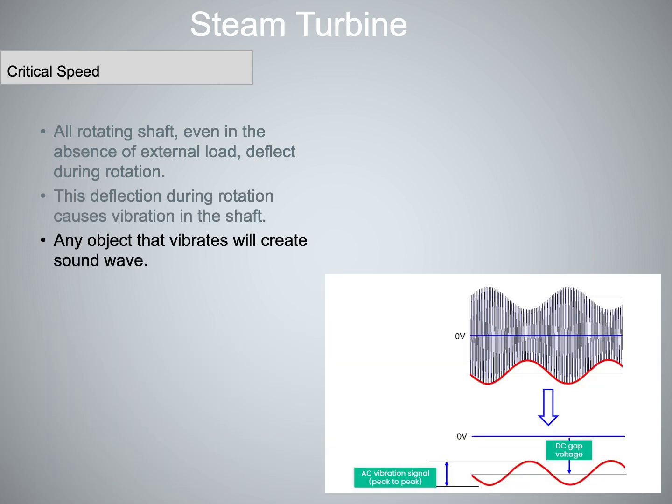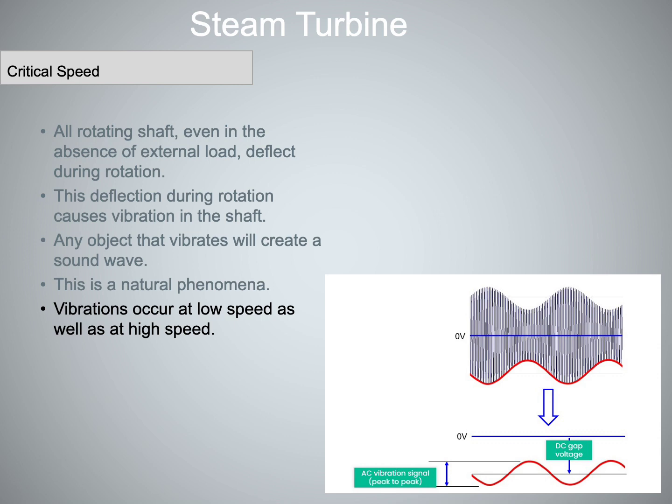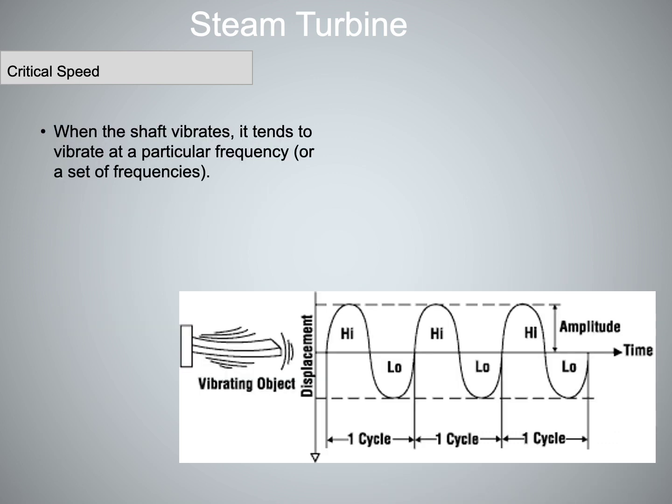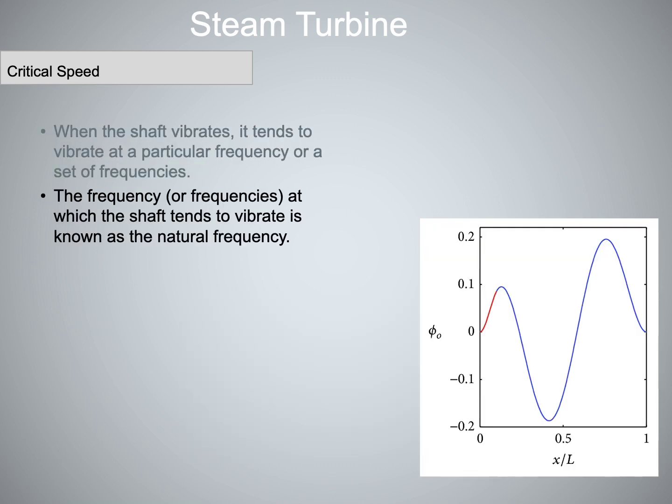Any object that vibrates will create sound wave. This is a natural phenomena. Vibrations occur at low speed as well as at high speed. When the shaft vibrates, it tends to vibrate at a particular frequency, or a set of frequencies. The frequency, or frequencies at which the shaft tends to vibrate, is known as the natural frequency.